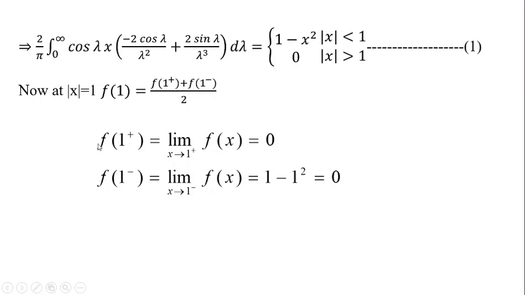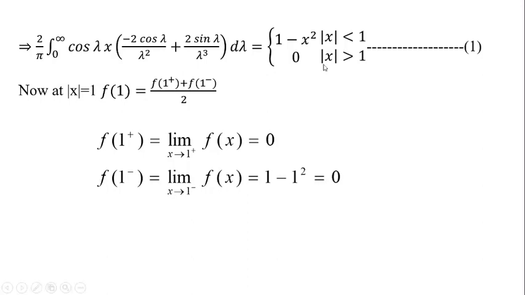Let's find what is the value of the function at the right hand side limit, that is 1 plus. That means it is the limit as x tends to a value greater than 1 of f of x. So a value greater than 1 falls in this range according to the definition of f of x. When mod of x is greater than 1, means x takes a value greater than 1. At that time f of x is 0. So we will have 0. Now let's find what is the functional value at the left hand side limit. That is the limit as x tends to 1 minus.